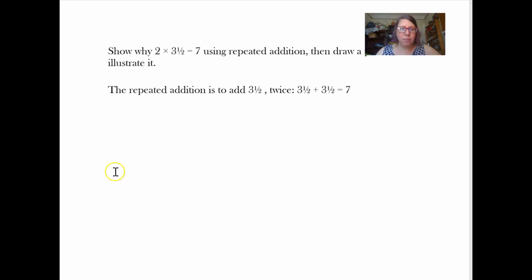Hi everyone, in this video I'm going to talk about modeling multiplication of fractions. I'm going to start with repeated addition and then we're going to talk about how you can model it using area. And I've got my handy dandy ruler here. I'm in my sewing room, so I have all this different equipment we can use to help us model area.